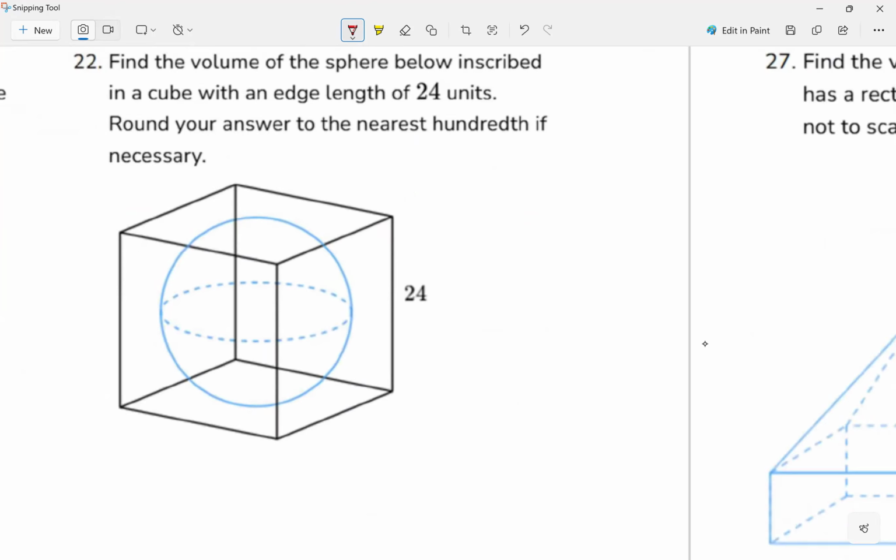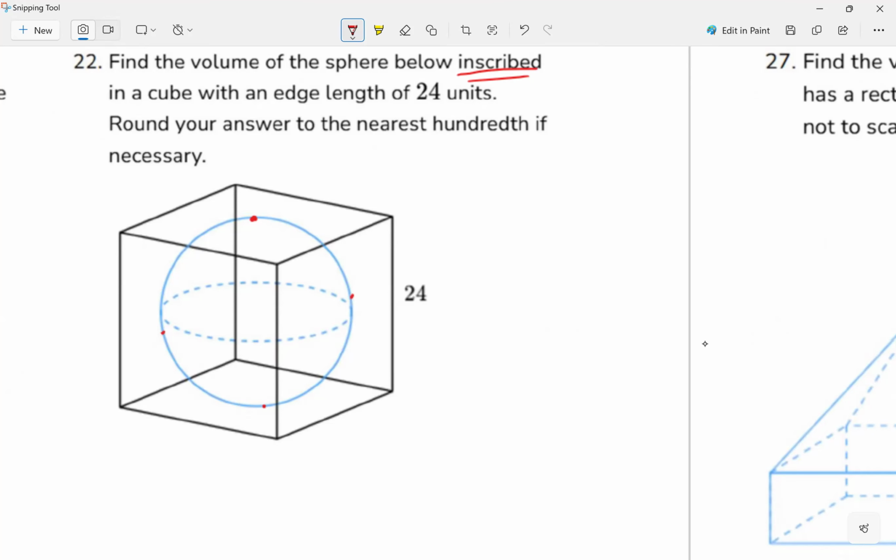Find the volume of the sphere below inscribed in a cube. Okay, inscribed. What does inscribed mean? Inscribed basically means that it's touching the sides. So up here, this highest point is touching the top of my cube, the bottom point, and the sides as well. So that's what inscribed means. It's touching the corners, touching the sides. Okay. So it's inscribed in a cube with an edge length of 24 units. Round your answer to the nearest hundredth if necessary.